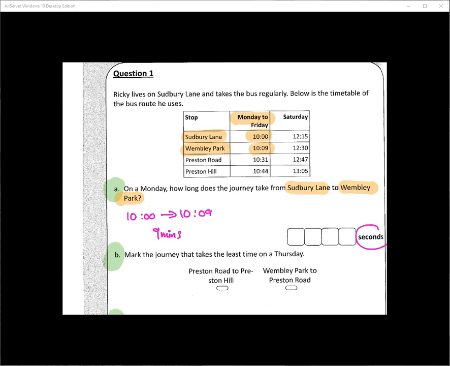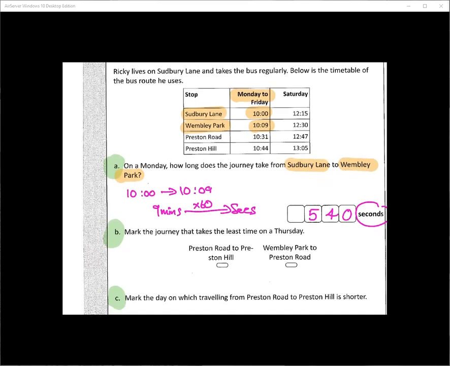And the one that answered in seconds. So how do we change minutes into seconds? 9 times by 60. And what's 9 times by 60? 540. Okay, lovely. Stay with me on B. Go. Read B. Mark the journey that takes the least time on a Thursday.